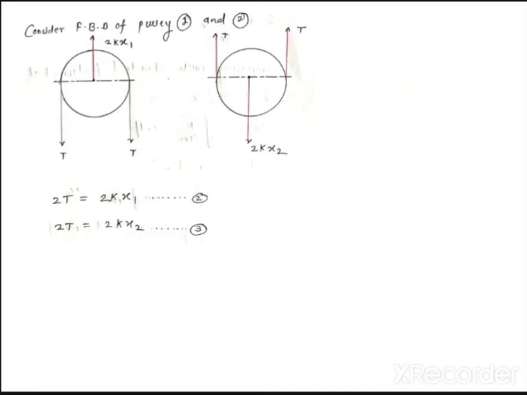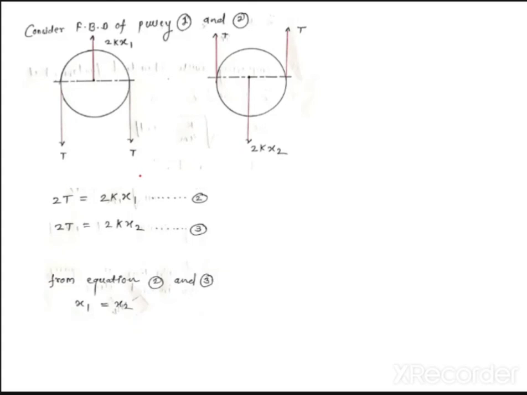So 2t is equal to 2kx1. Why is 2t equal to 2kx1? Because both are in opposite direction. Similarly, for pulley 2, 2t is equal to 2kx2. Right? That is why I have told you that whenever you are solving a problem by D'Alembert's principle, it is slightly complicated because you have to draw the FBDs. But you should know how to solve.